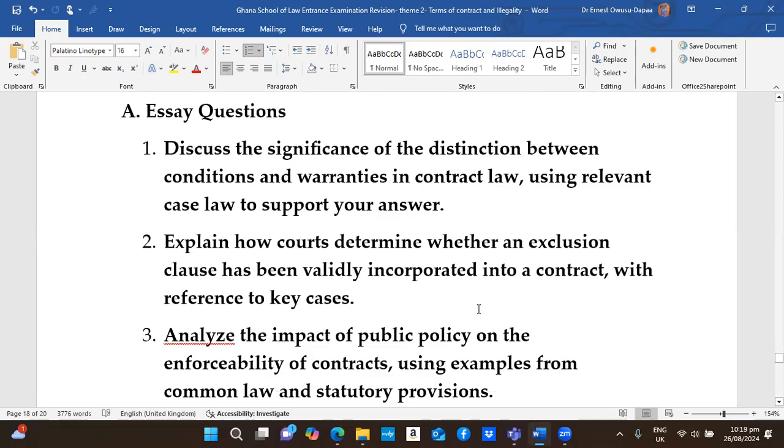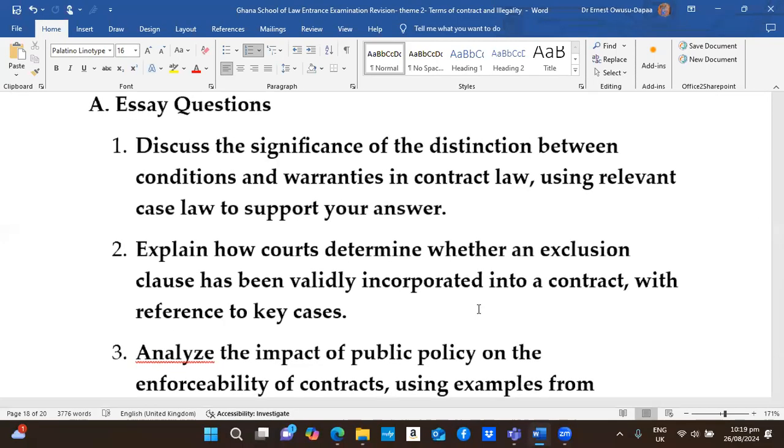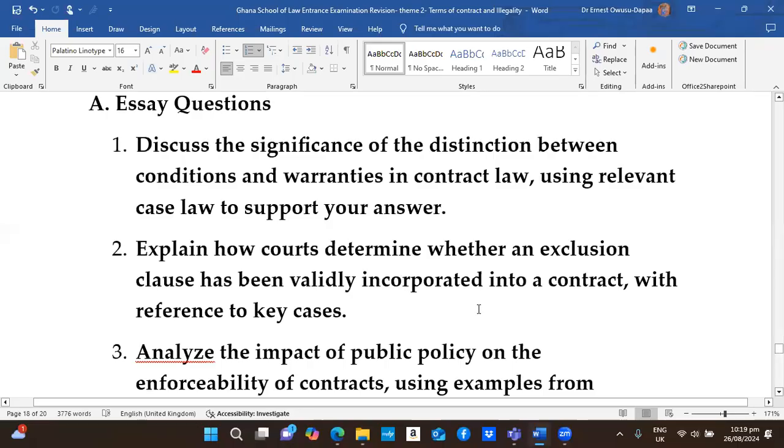In terms of the essay question, I think it is pretty straightforward. Discuss the significance of the distinction between conditions and warranties in contract law, using relevant case law to support your answer. If you have a question like this, the answer will tell us briefly what terms of contract are, and then you go straight to the heart of the question: that terms of contract may be classified according to the degree of importance, and on that basis, terms were seen as either a condition or a warranty.